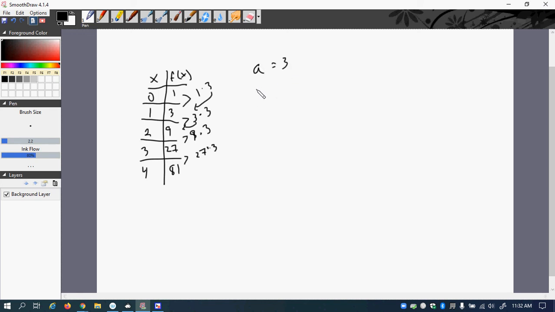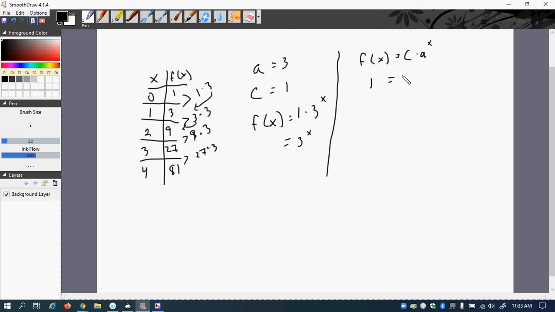And then I know my c has to be the one with 0 in it, so there's 1. So if I finish writing my equation, it's 1 times 3 to the x, or we could just write it as 3 to the x because the 1 doesn't do anything. We could prove that again doing it the other method where we have f of x equal to c times a to the x. We just pick the first point. So that's 1 equal to c times a to the 0. A to the 0 is 1. So c is 1, and now I have f of x equal to 1 times a to the x.